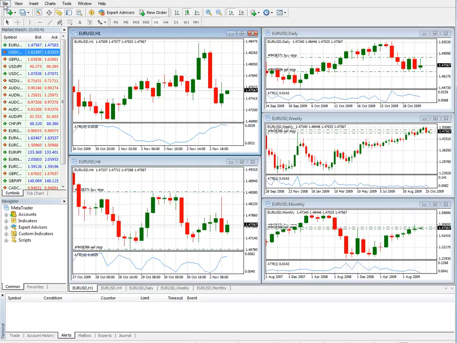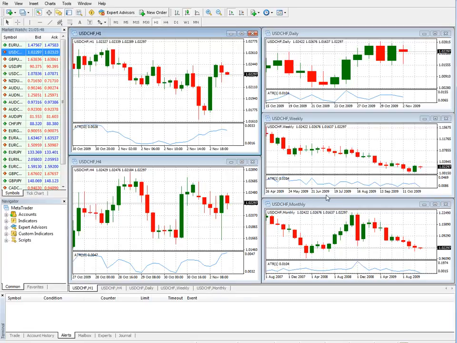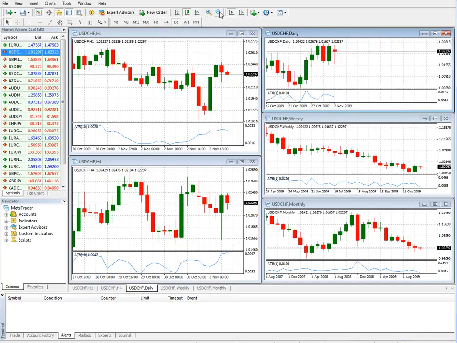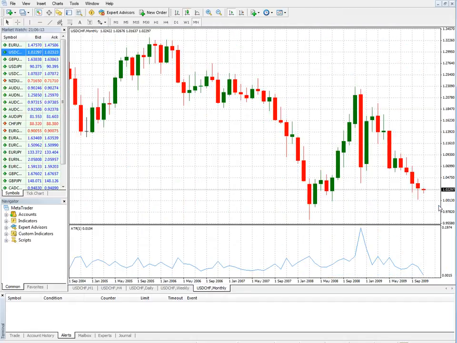So I'm going to pop back over here to US dollar Swiss franc. Okay, there we go. That's everything we were looking at before, just in the form of the wonderful US dollar Swiss franc. And as you can see, lots of interesting things. You can look around and find patterns and trades that are of interest to you.